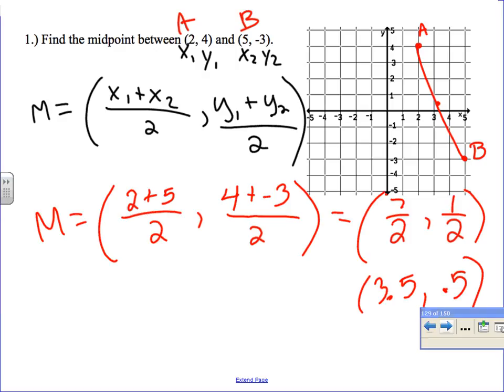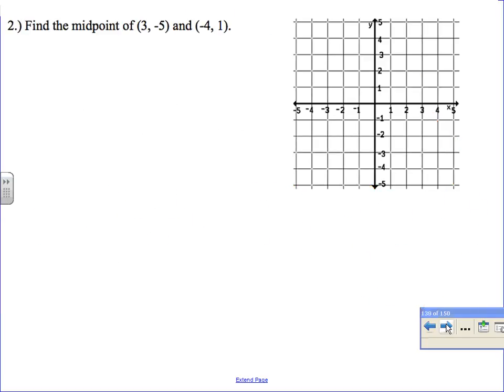Okay, let's try number 2 together. Then I'm going to have you guys try one on your own. Okay, number 2, we need to find the midpoint of 3, negative 5, and negative 4, 1. So I'm going to plot these real quick. 3, negative 5 is right here, and negative 4, positive 1 is right here. Connect them. I think it's good when you first start doing this to plot the points to make sure that your midpoint is the halfway point of the line. It's a good way to check.